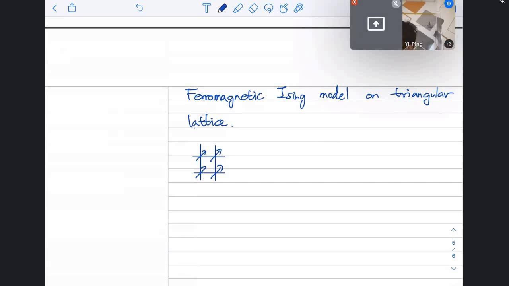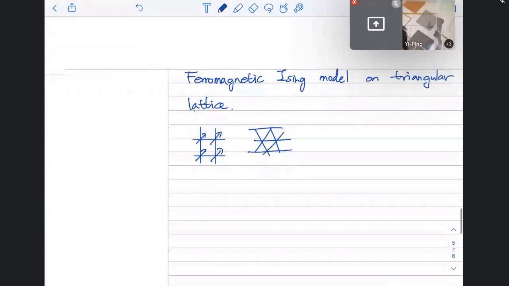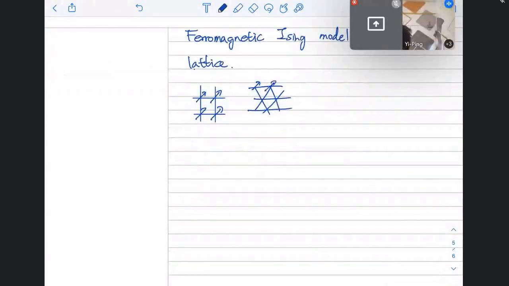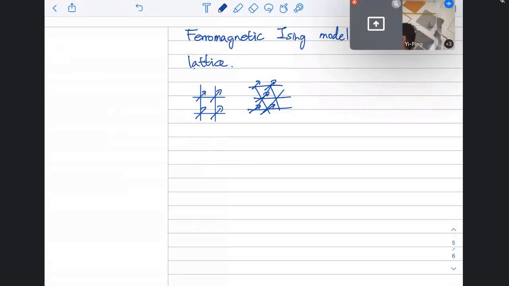However, on a triangular lattice, let me try to draw some of them. You still have some spins sitting on the vertex. If they are ferromagnetically coupled, they also want to do only one thing, try to align themselves. Okay, so on a triangular lattice, something novel will happen if it is... let me try to write down. These are ferromagnetic. If it is ferromagnetic, something non-trivial could happen.